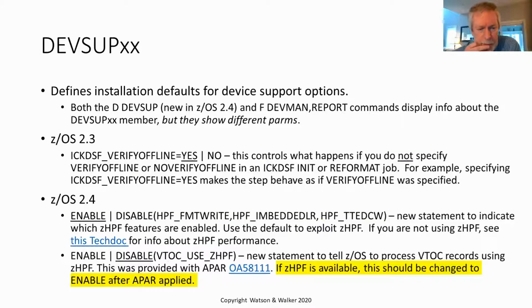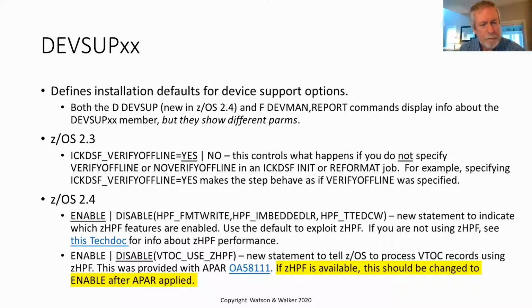The DEVSUB member. Interesting that there are two display commands. It has a whole lot of parameters in here, but there are 2 commands that you need to issue if you want to see the full set of current settings. You do the DDEVSUB, that will show you a subset that's new in z/OS 2.4, and then you do a modified DEVMAN report, and that will show you the remaining parameters. So there isn't one command that shows you everything. Don't ask me, I have no idea why they did it that way.